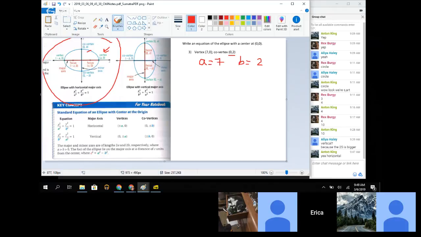So if I wanted to write an equation with this ellipse, I'm just going to use this equation, which is x squared over a squared, which a happens to be 7, x squared over 7 squared plus y squared over 2 squared equals 1. Right, so now I've written an equation of the ellipse, and that's all I've had to do.